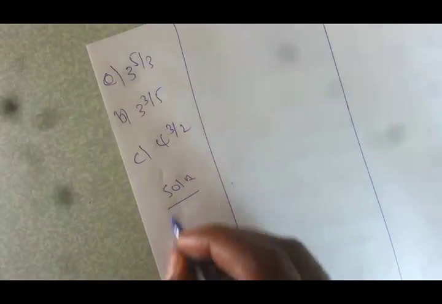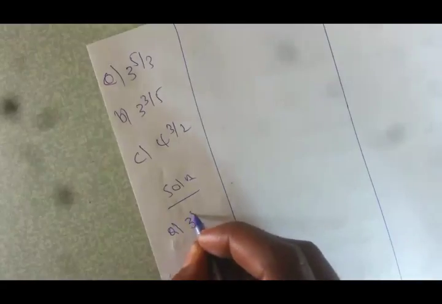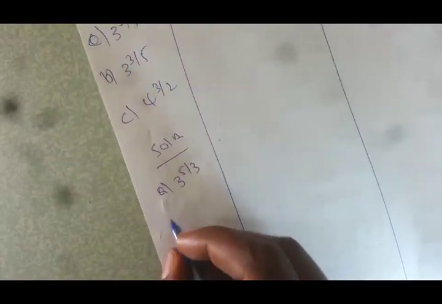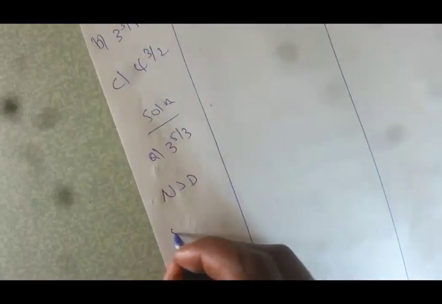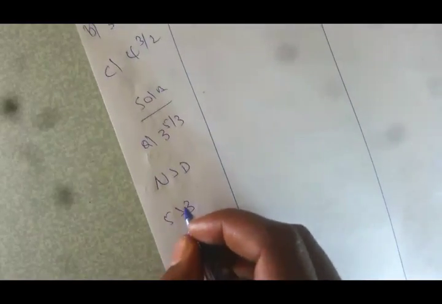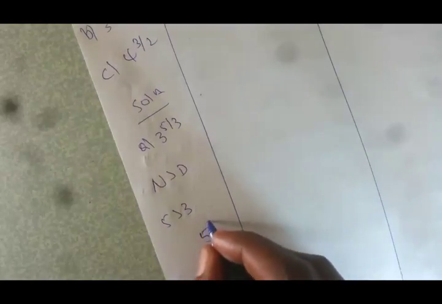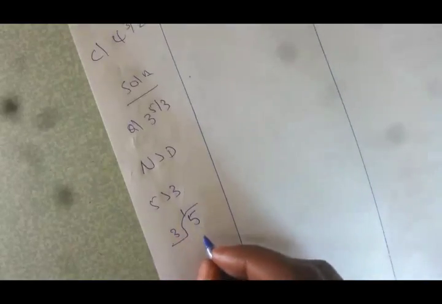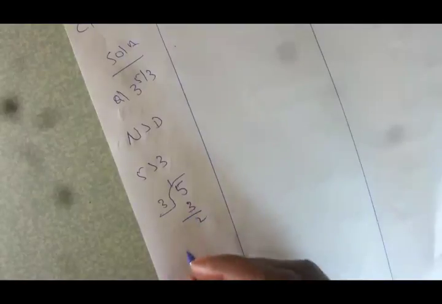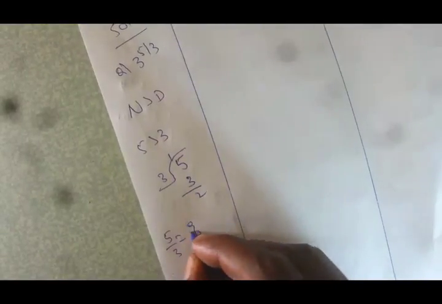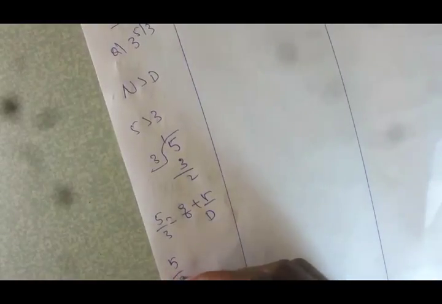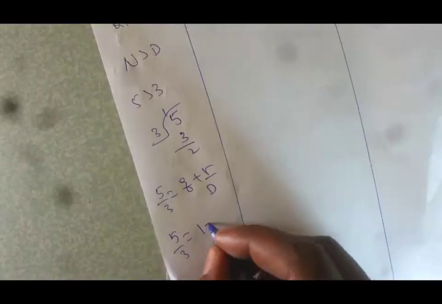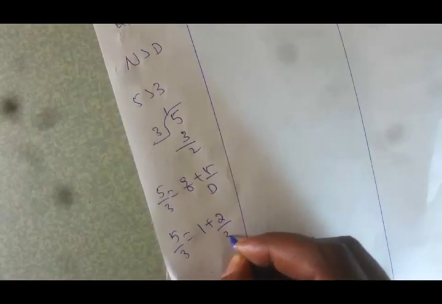Solution. We are given a is equal to 3 raised to 5 over 3. Whenever given this, we have to check first if the numerator is greater than the denominator. In our case, 5 is greater than 3. If 5 is greater than 3, we have to make division. 5 divided by 3, 1 times it becomes 3. So 5 over 3 can be written as quotient plus remainder divided by divisor. Therefore, 5 over 3 is equal to our quotient 1 plus our remainder 2 divided by 3.